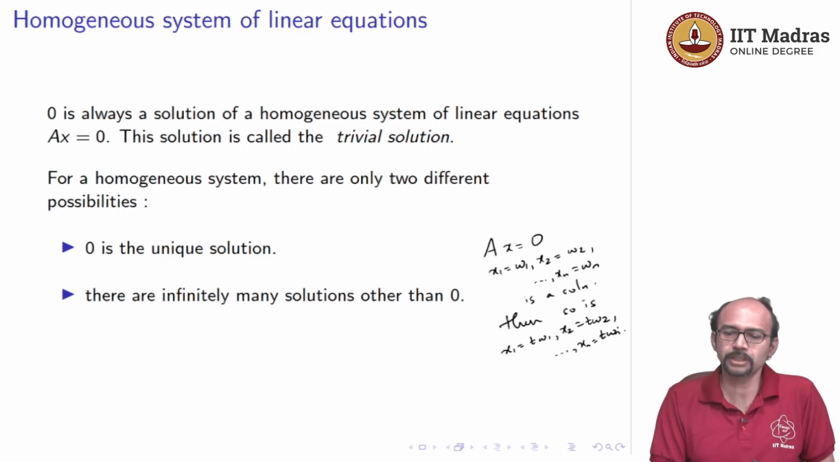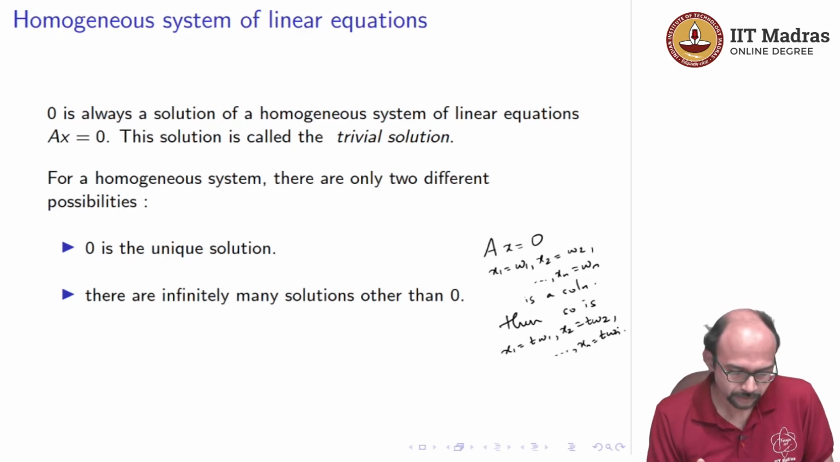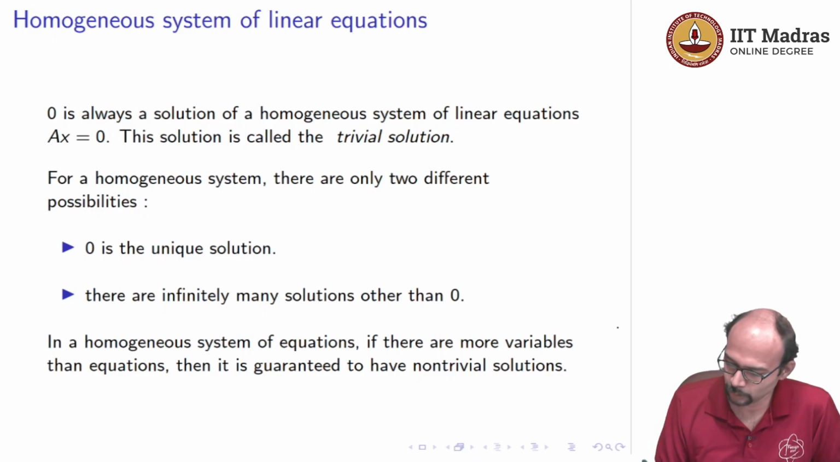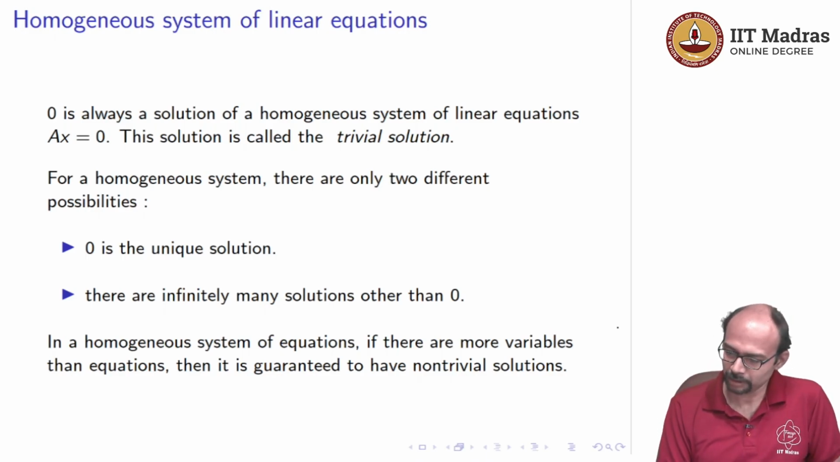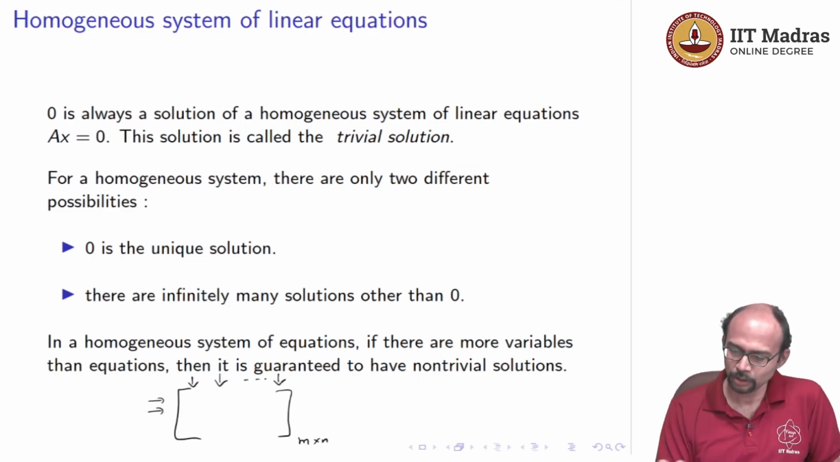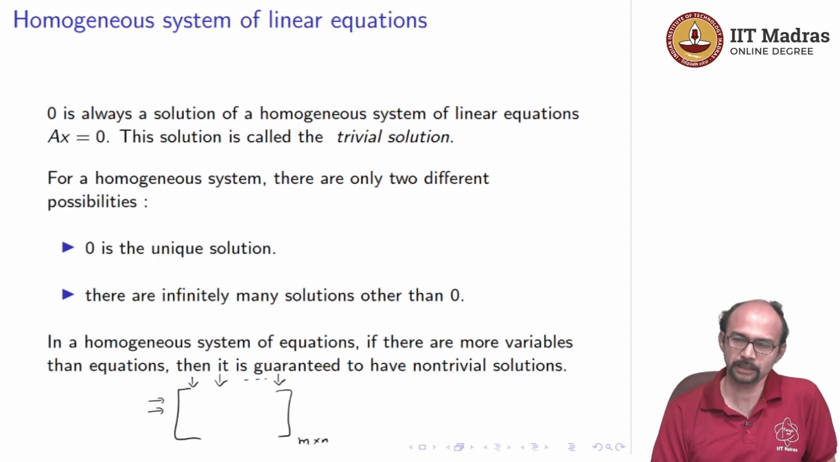So, if you have a homogeneous system, that is something special. In a homogeneous system of equations, if there are more variables than equations, then it is guaranteed to have non-trivial solutions. Why is this? So, what is being said here? You have n variables and m equations, right. So, you have a matrix of size m by n, where the rows correspond to equations and columns correspond to variables. Now, if you have more variables than equations, then what happens?